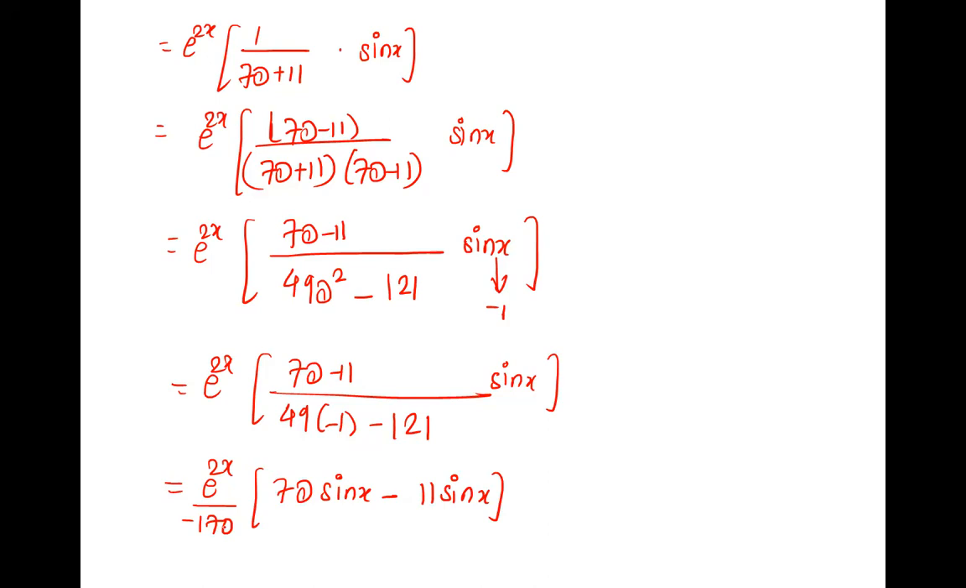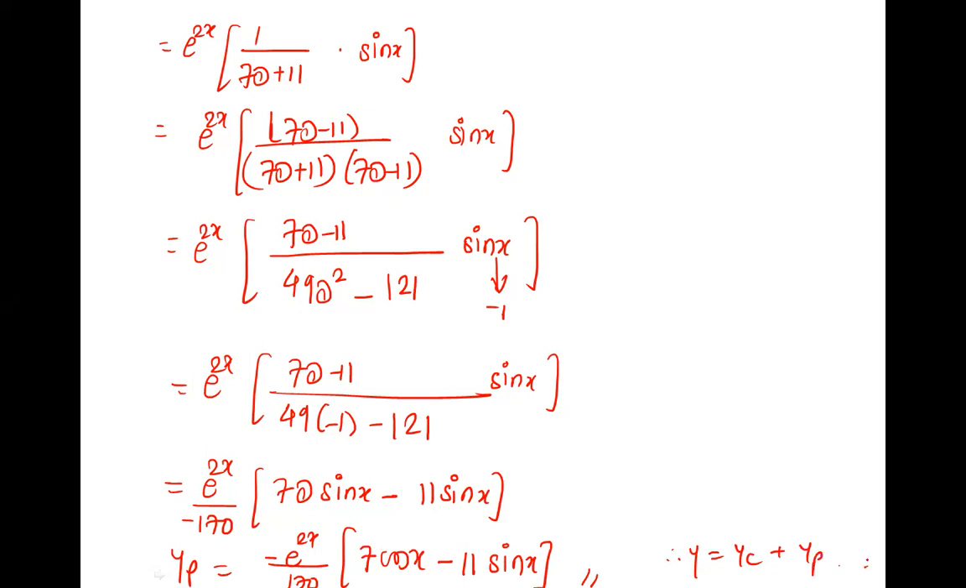Yes, it is outside, divided by minus 170, and these two are in multiplication. So 7D into sin x minus 11 into sin x. That is minus e raised to 2x upon 170, into 7 into what? Cos x, the derivative of sin x. Correct. Minus 11 sin x as it is, as there is no D. So this is your yp. Done. Then you can collect yc and yp for the general solution.